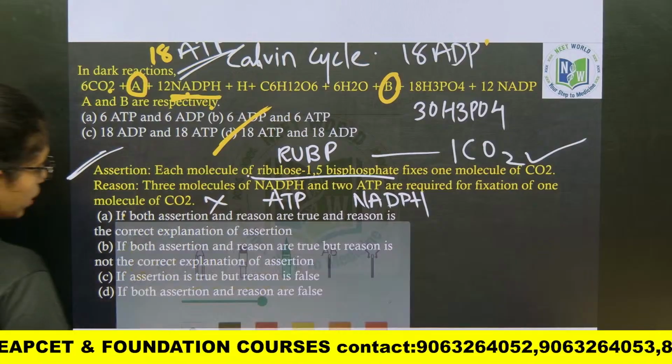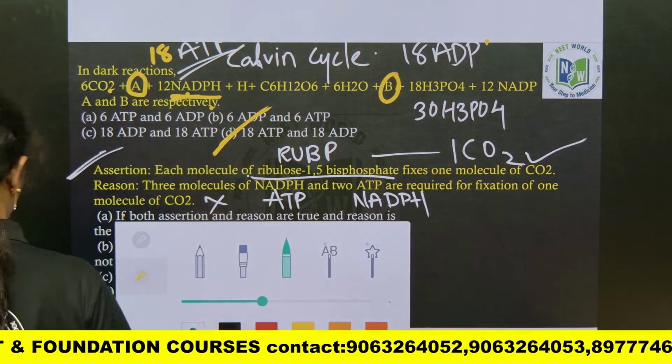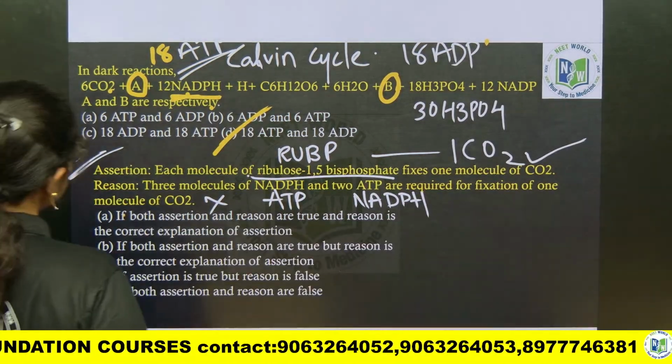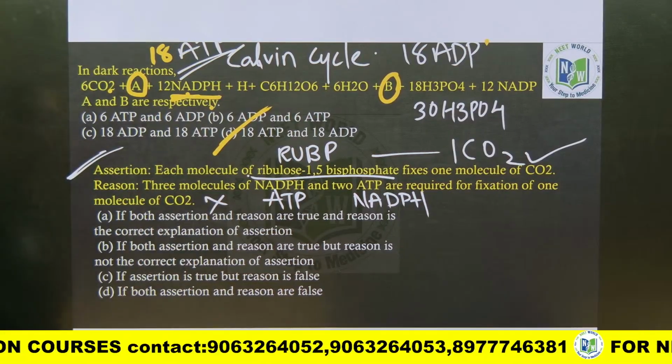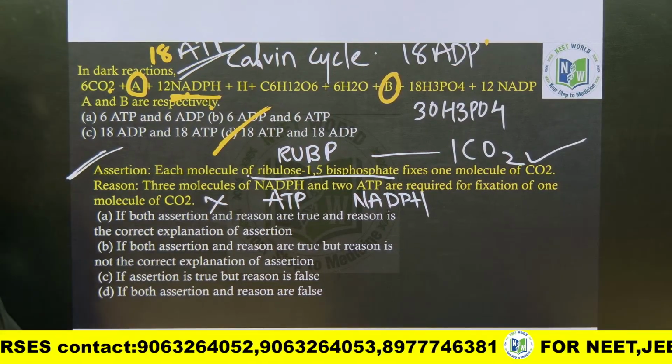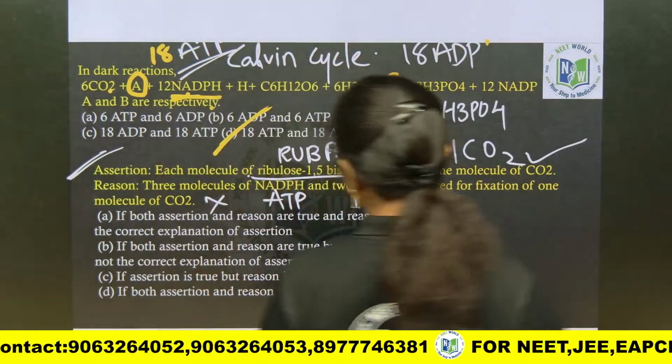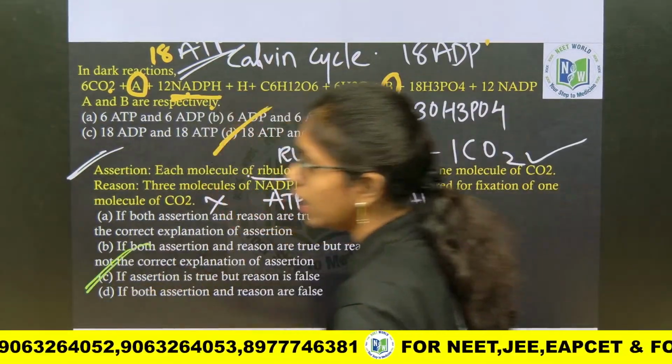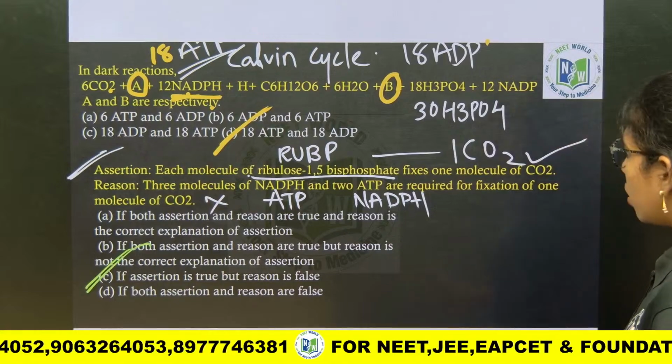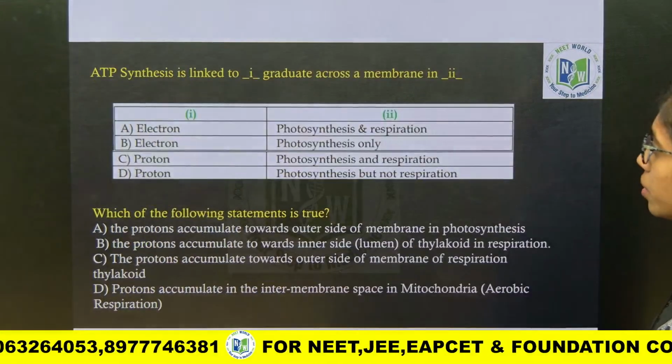So, here what will be the correct answer? Shiva, you tell me, beta. What will be the correct answer? A is correct and R is false. Assertion is true and reason is false. Option C will be the correct answer. Very good. Go with the same flow with the next question.